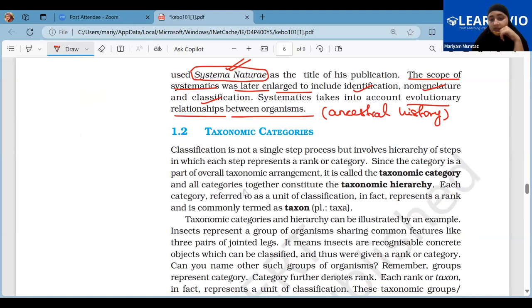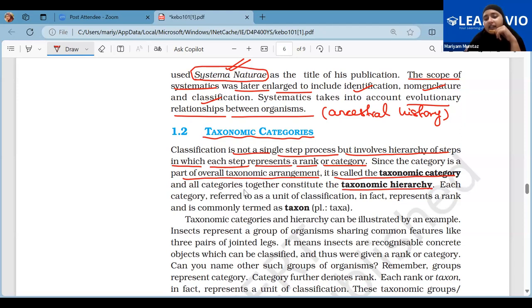Now we will talk about something that is very interesting also, that is taxonomic categories. Classification is not a single step process, but involves a hierarchy of steps in which each step represents a rank or a category. Since the category is a part of the overall taxonomic arrangement, it is known as a taxonomic category. And all categories together form the taxonomic hierarchy. Hierarchy, you understand how the king is there, then the throne goes to the prince, isn't it? That is hierarchy. Same way, in the taxonomic hierarchy, organisms are arranged in such a way.